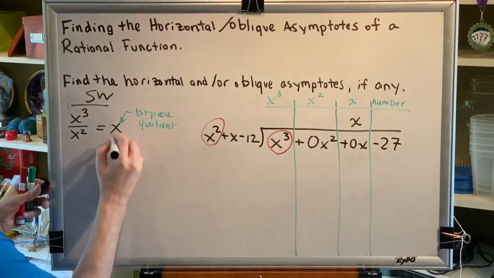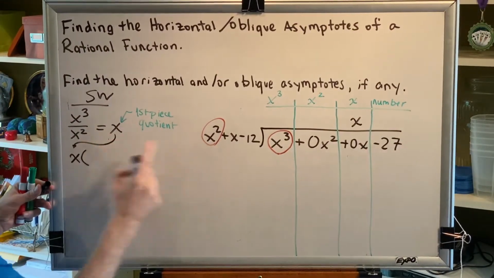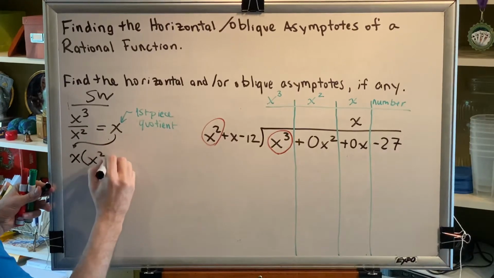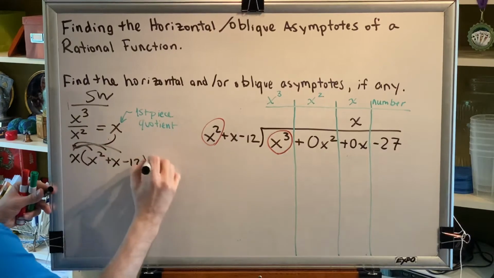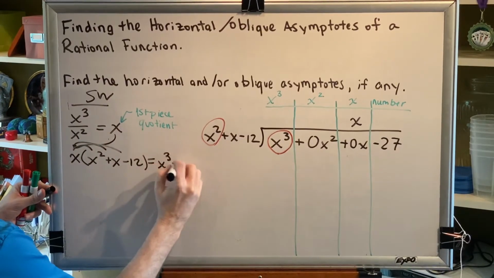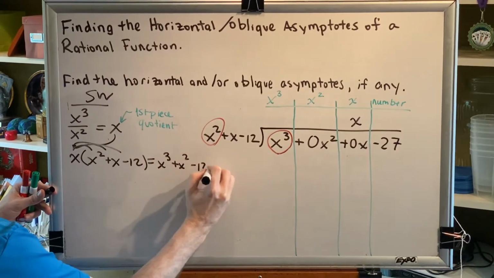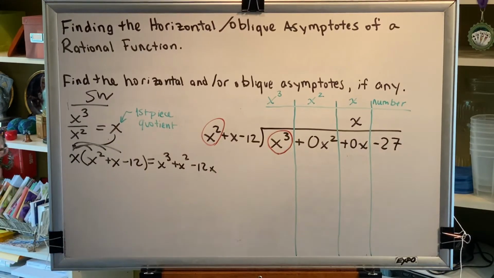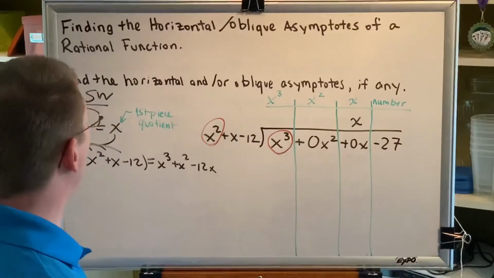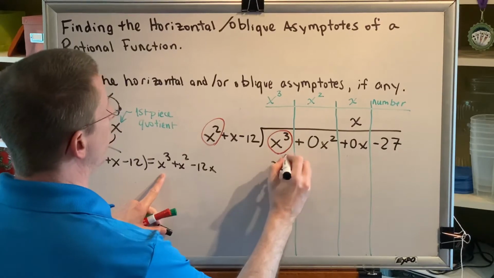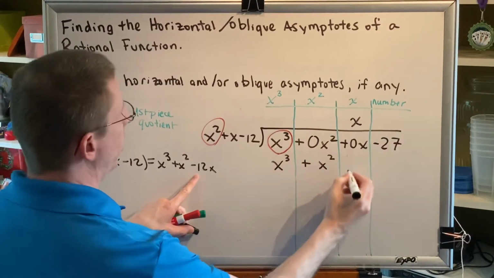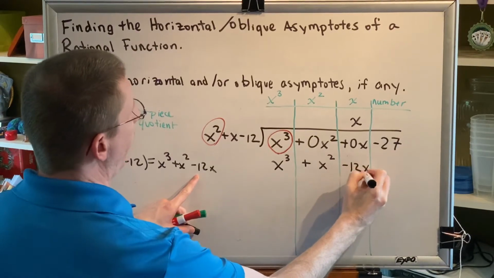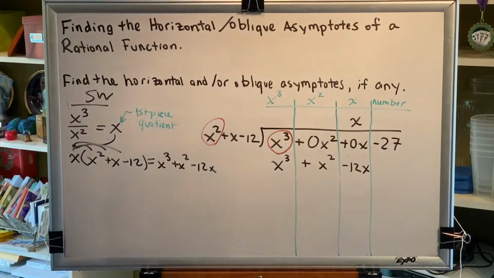Next, take this newest part of your quotient and use it to multiply by your entire denominator. Distributing the x, we get x cubed plus x squared minus 12x. This result goes beneath the dividend in the appropriate columns. The x cubed goes in the x cubed column, the plus x squared goes in the x squared column, and the minus 12x goes in the x column.